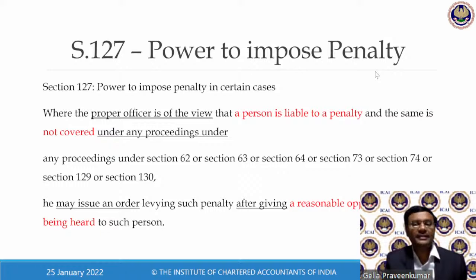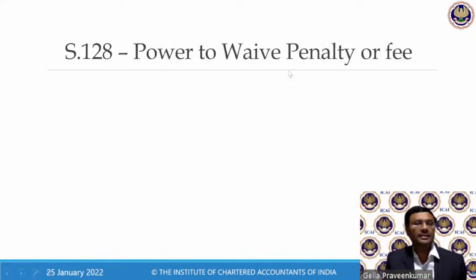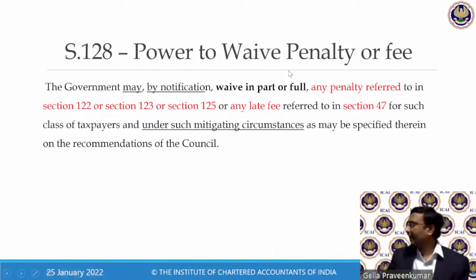Is Section 125 applicable to a GST officer? Yes, sir. Now, let's come to waiver of penalty.